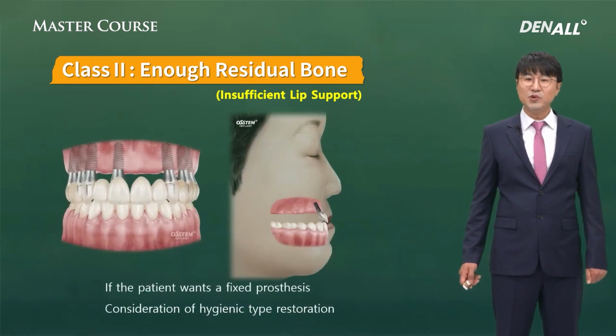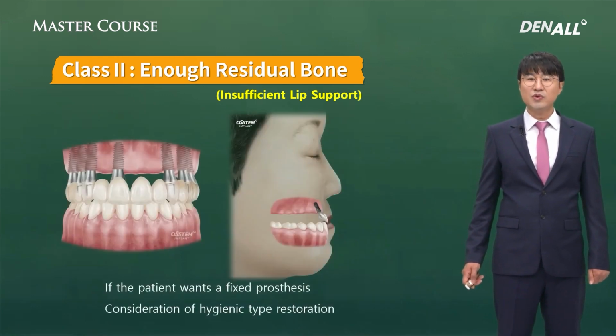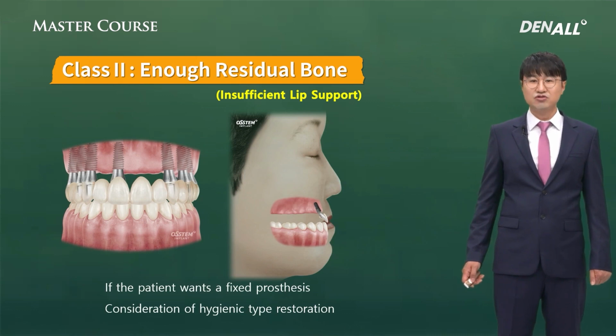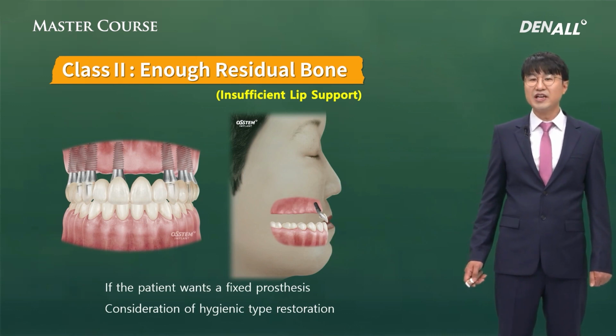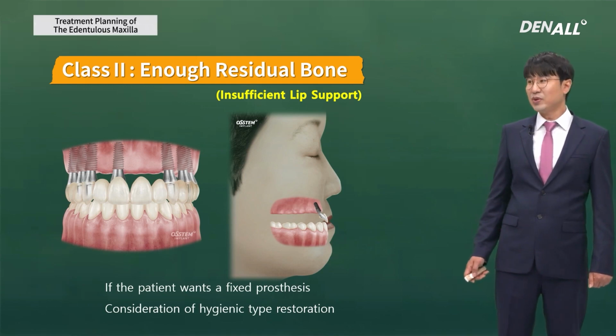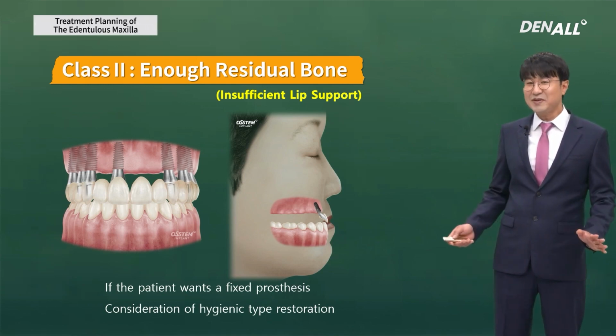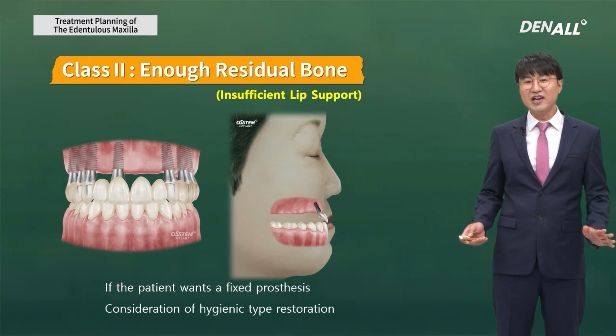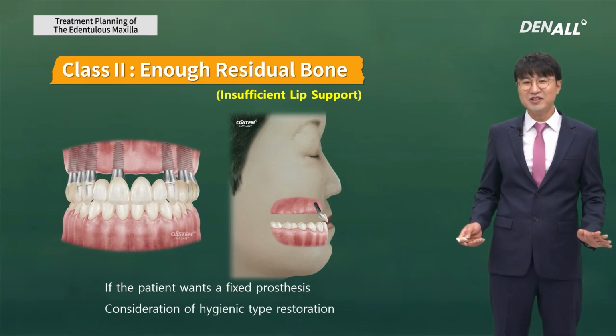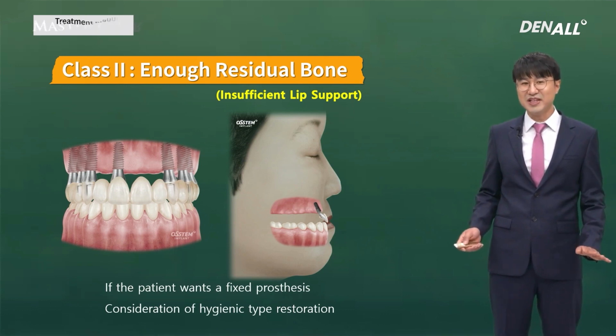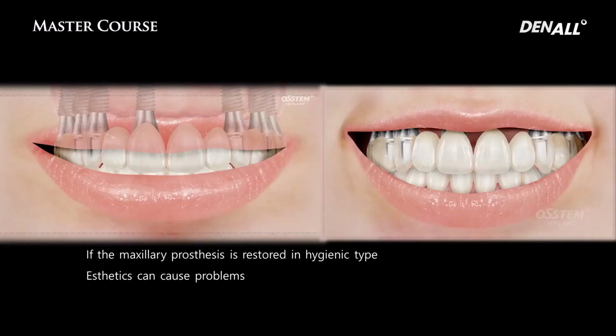So for me, if there's insufficient lip support, then a fixed prosthesis. If the patient wants that, then rather than the hybrid type, because oral hygiene maintenance is worse, I use the hygienic type. Of course, if it impacts the smile line, the patient would not like that, so you have to be careful. So this one says a lot of different things.